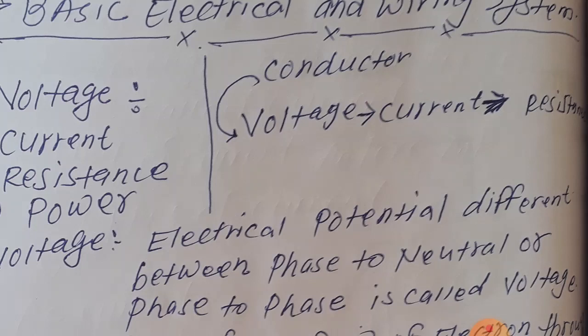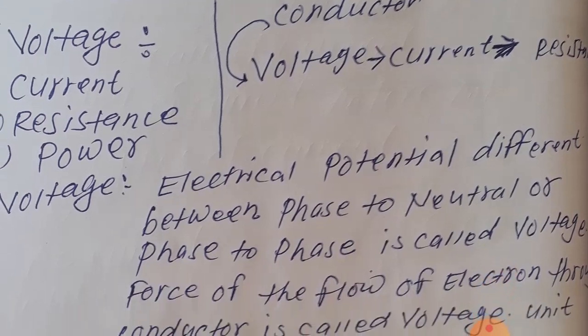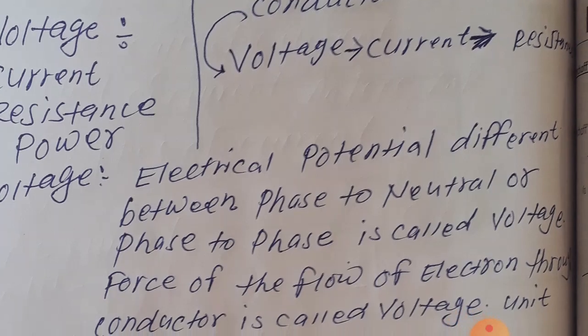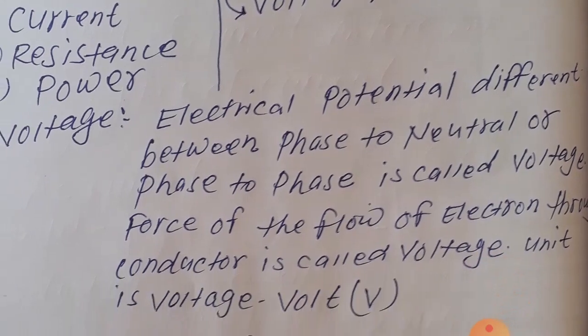Electrical potential difference between phase to neutral or phase to phase is called voltage. This means you can measure the voltage at 2 points. Any time you can measure the voltage at 2 points, phase to phase or phase to neutral, and then the result comes. Next definition: the force of the flow of electrons through a conductor is called voltage.